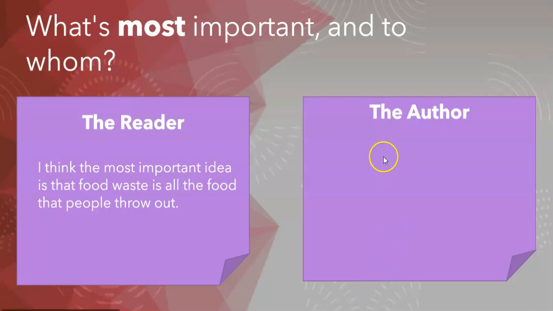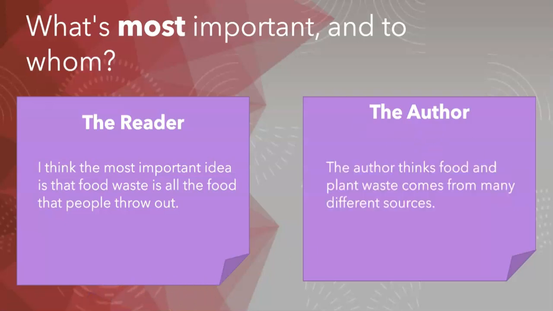So in a separate column, I'm going to come up with what the author thinks is most important. The author thinks food and plant waste comes from many different sources. Now we're going to move on to the second step. So first step, write down what you think the most important idea is, and what you think the author thinks the most important idea is.